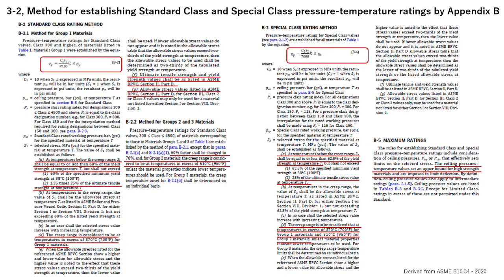From here, we discuss the method for establishing standard class and special class pressure temperature rating. So I assigned the clipping of the description of the method for rating class from ASME B16.34. So B-2 is the standard class rating method.